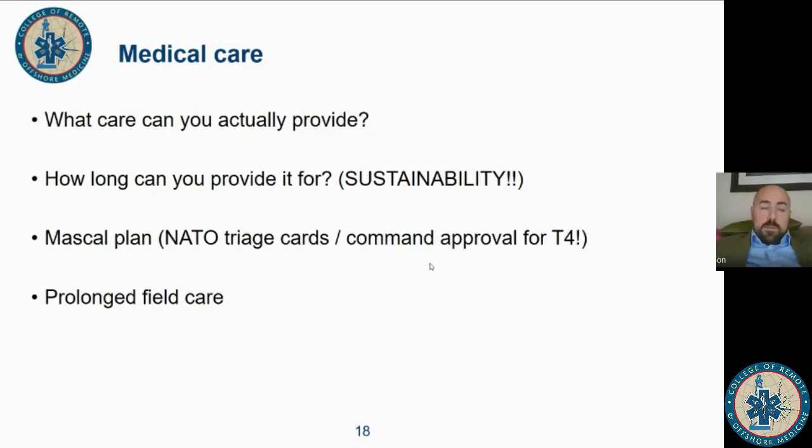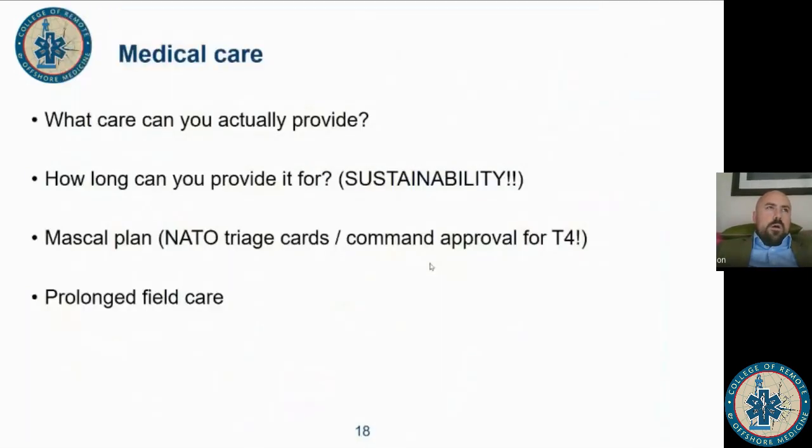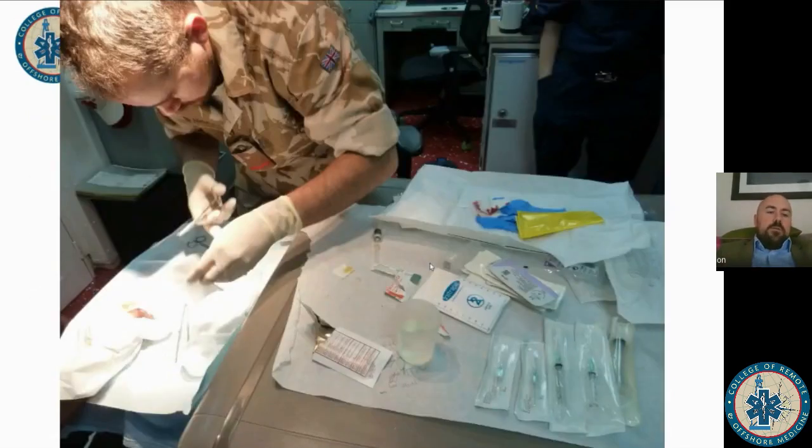And then something that's on the COROM handbook, which I think is good, and it's something we teach in the UK military as well, is prolonged field care. And that is where you are going to be hanging on to a patient longer than you anticipated, and the things you need to think about how to do that in an austere environment. So some examples of delivering medical care.